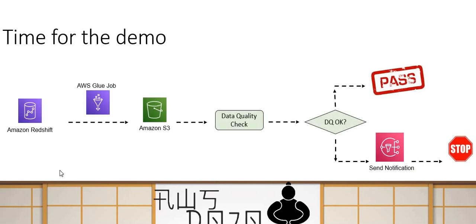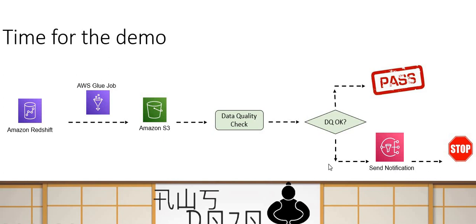Okay, time for the demo. What we are trying to build here is pretty straightforward. We have an Amazon S3 database and an Amazon Redshift database. I'm going to run a Glue job to populate data to an S3 bucket. Then I perform a data quality check. If the data quality check is okay, I simply pass the workflow and say, hey, good, all set. If not, I send an email notification using SNS, and then I stop the workflow.